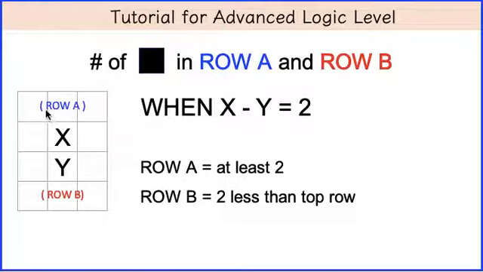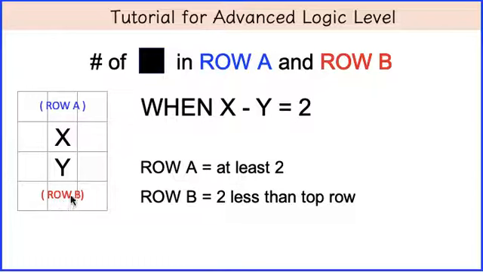Then you will have at least 2 black squares in this row A, and the number of black squares in row B is always 2 less than row A. Okay, so if you have, let's say, 2 of the squares here are black, then you will have none here. If all 3 are black, then you will have 1. Right? So that also means in row B, the most number of black squares you can have is 1.